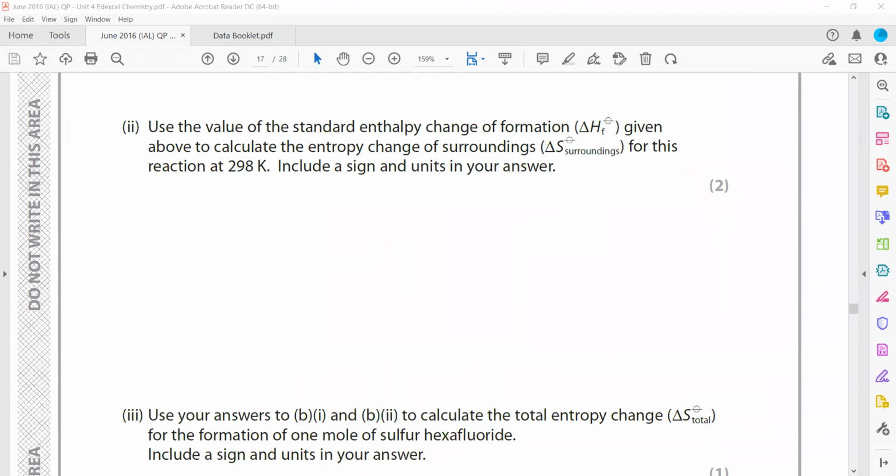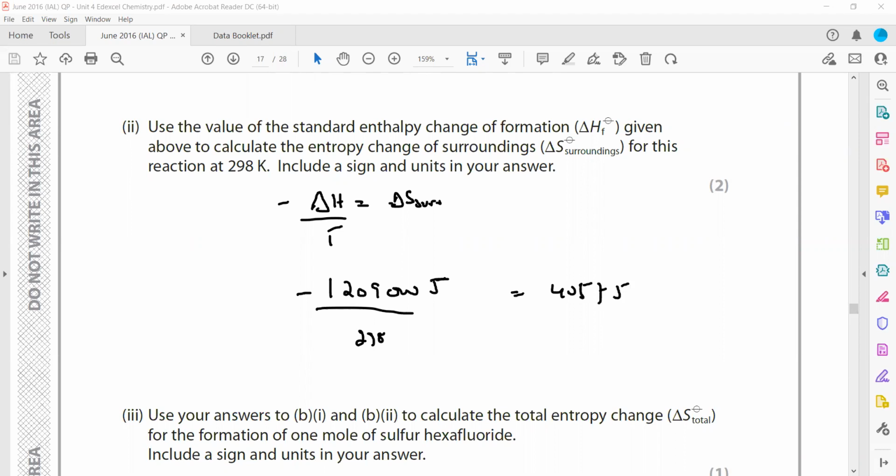So the entropy change of the surroundings is minus delta H by T. That will give us the entropy for the surroundings. So minus, this was 1209 kilojoules. So we have to convert into joule, so we'll multiply by 1000. Now this will be in joule. And the temperature is 25 degrees centigrade or 298 Kelvin. So the final answer will be 4057 joule mole inverse Kelvin inverse.